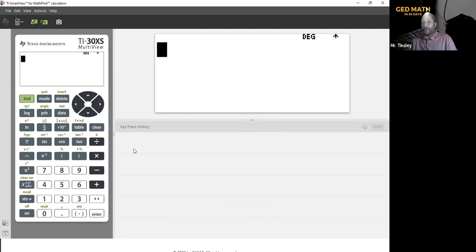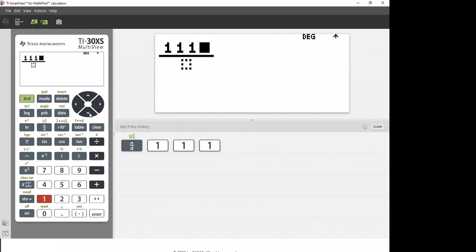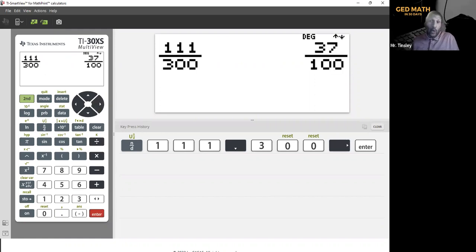So watch this. Part over whole. If I'm doing part over whole, what should I press on my calculator? ND, because I'm dividing. 111, how do I move to my denominator? Not right arrow. Down. Put my 300, okay? Now, if I hit enter, it's going to reduce it to lowest terms, right? So what percent is 37 over 100? 37%. Right, because we know percent is out of 100. So 37% is your answer.